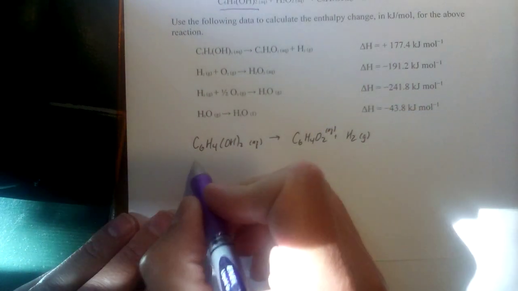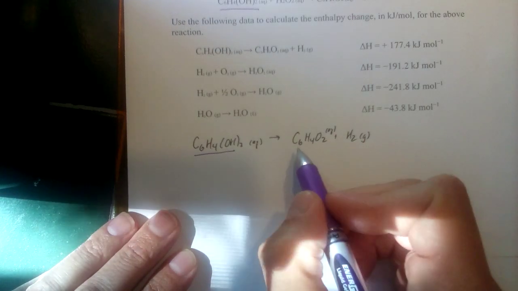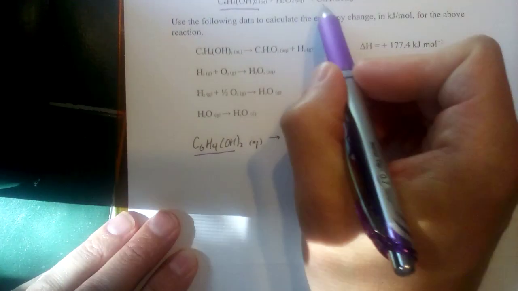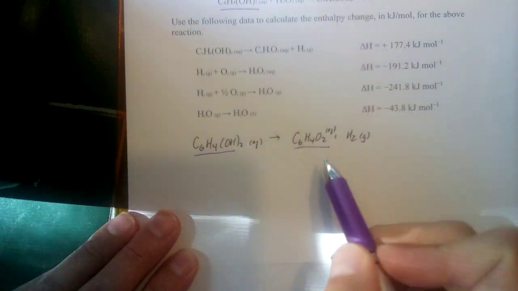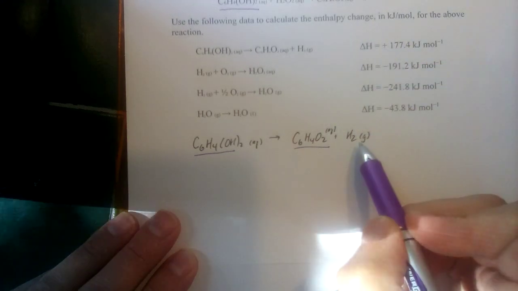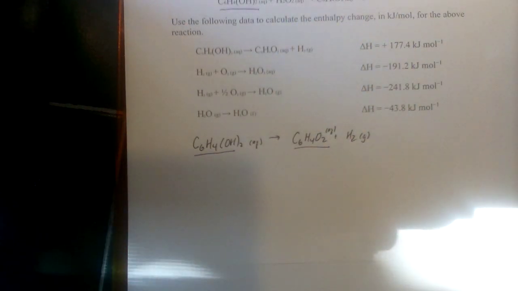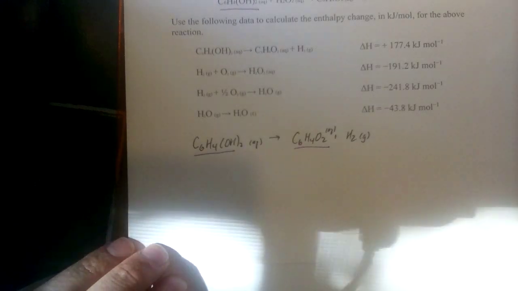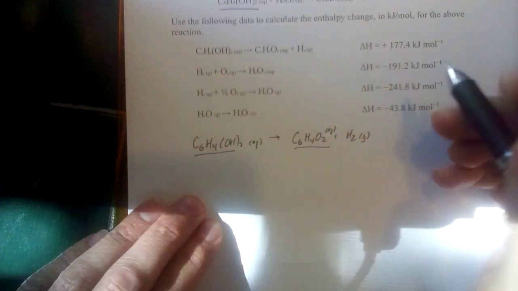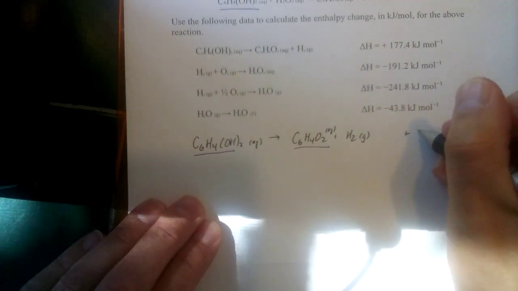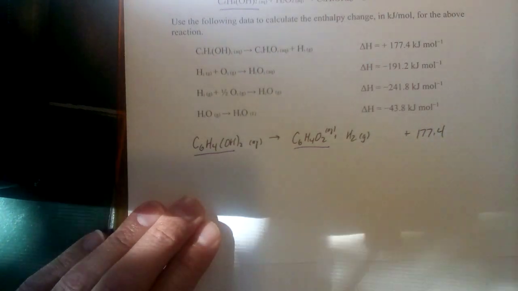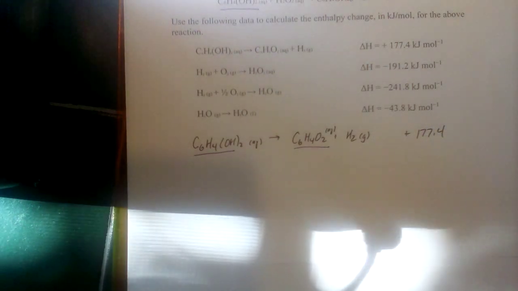Now, let me underline here. That is in my target reaction. That's also in my target reaction. That's one of the products that I want in my target reaction. Hydrogen is not, so we'll have to account for that as we go along. I didn't have to change that reaction at all, so we don't have to change the enthalpy. So plus 177.4 for that one.